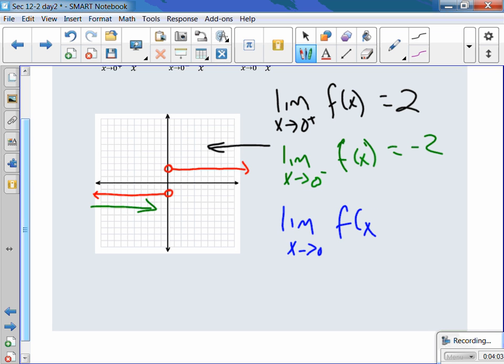So then, what is my limit of f of x as x approaches 0? It does not exist because, as we said before, as it approaches a number from the left and the right, it has to be that exact same one. It can only be one unique number.